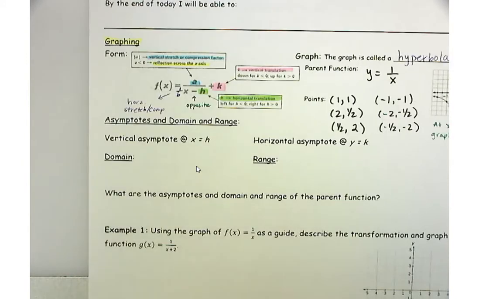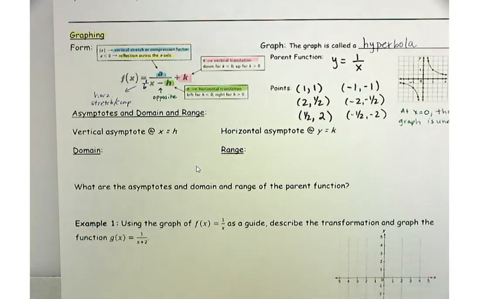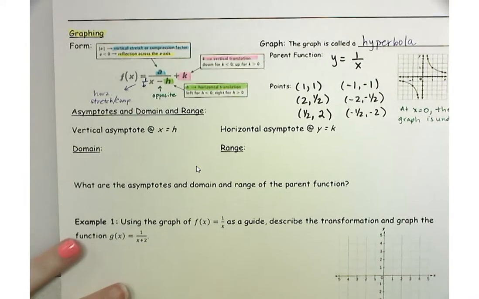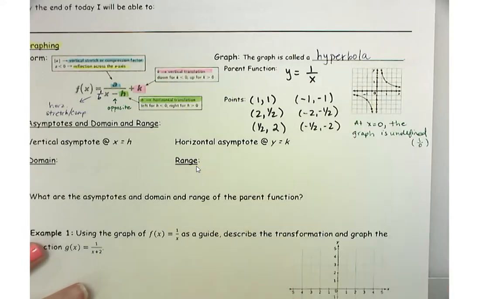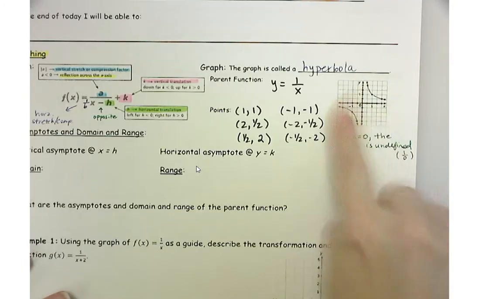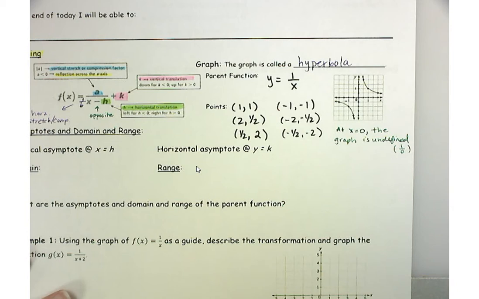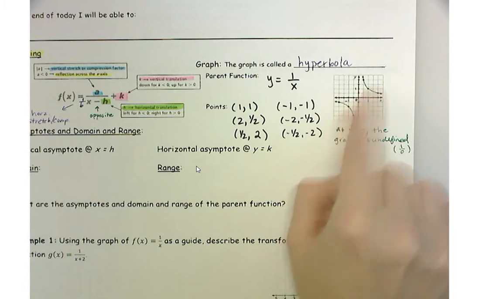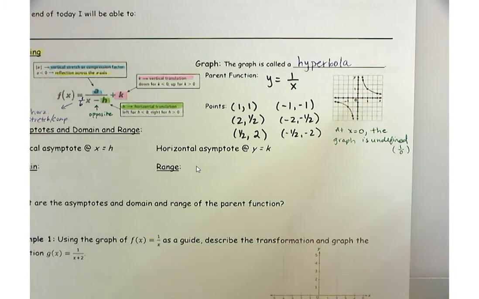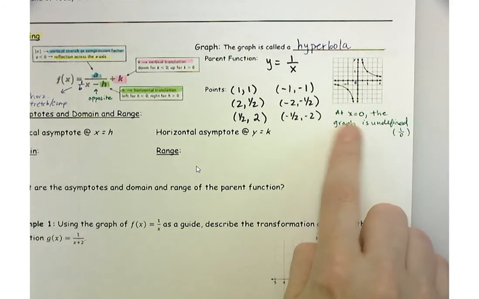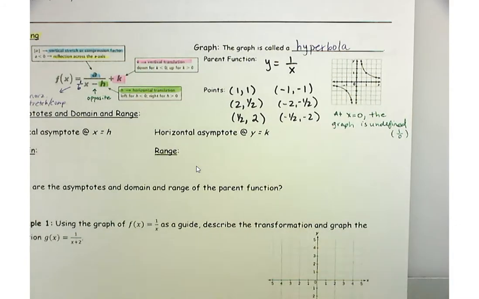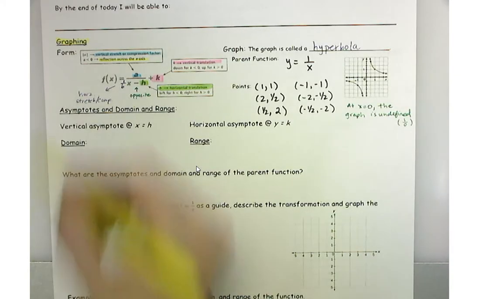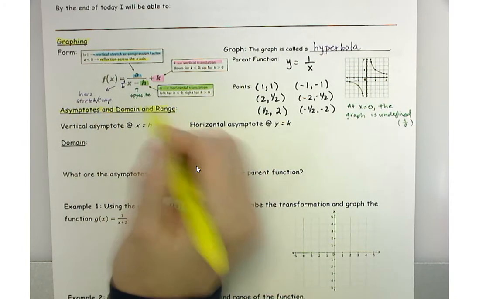Okay, and then just like with our inverse variation, you have the two branches. This parent function has to have the two branches in it. We're going to talk about the asymptotes. We're also going to put them on this graph. You guys remember asymptotes from our exponential function days, and how we wrote them on the graph with a dashed line?